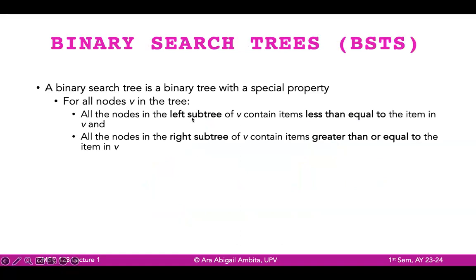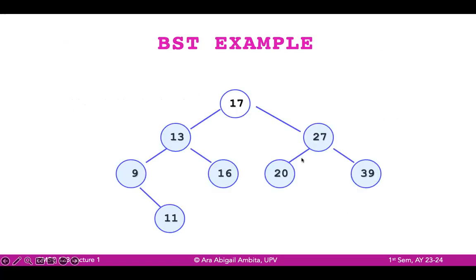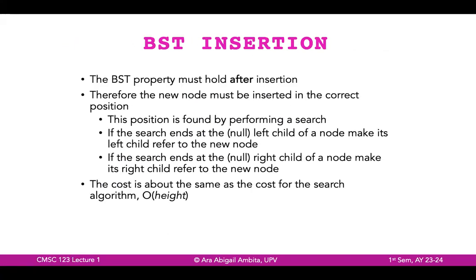All the nodes in the left subtree of V contain items less than or equal to the item in V, and all of the nodes in the right subtree of V contain items greater than or equal to the item in V. So if we want to insert an item, we must make sure that this property is maintained. Therefore, the new node must be inserted in the correct position.